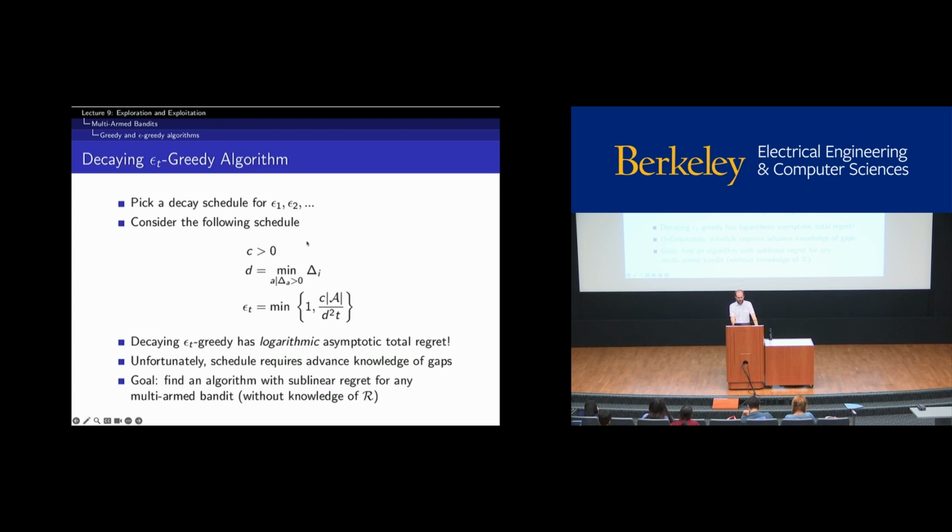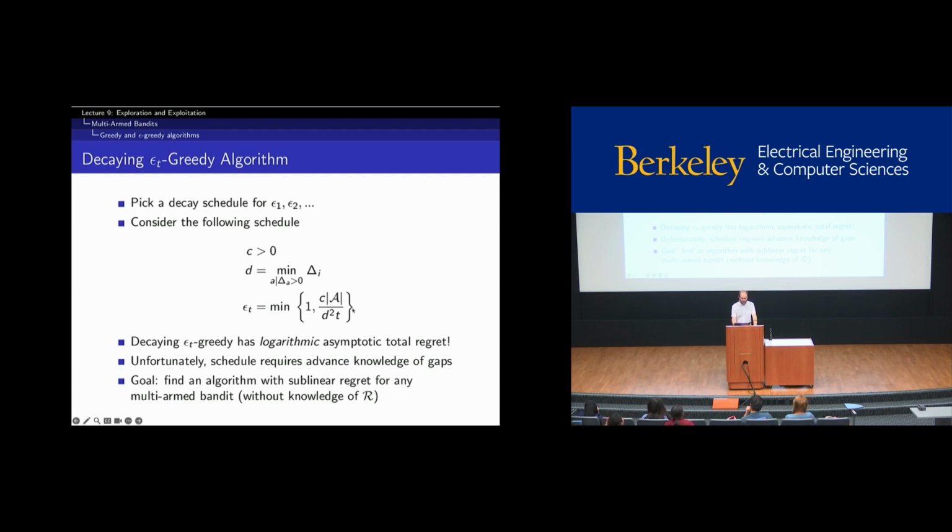Don't worry about these numbers so much. Just focus on the fact that there's a t in the denominator here. So as time goes on, this epsilon is going down as a function of some constant divided by t. And if you do this, then your asymptotic total regret is logarithmic in nature. That means the derivative is basically 1 over t, and so your suboptimality over time gets lower and lower, and it approaches 0. So that's amazing.